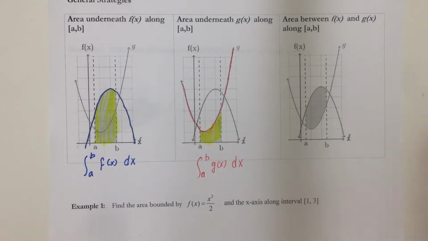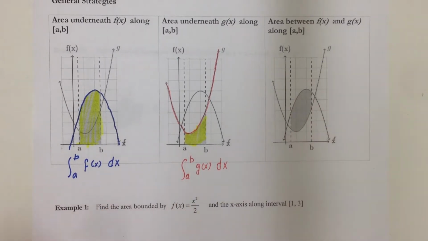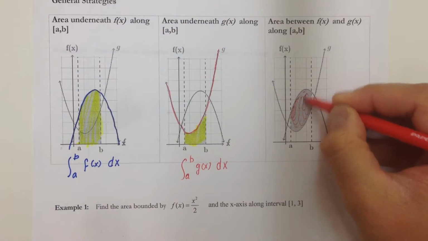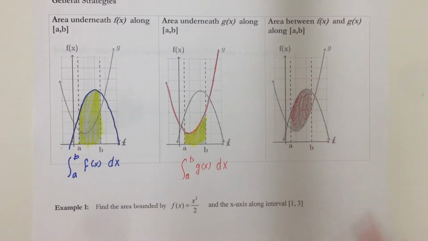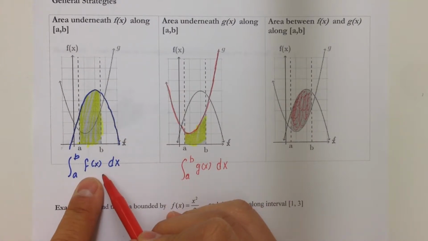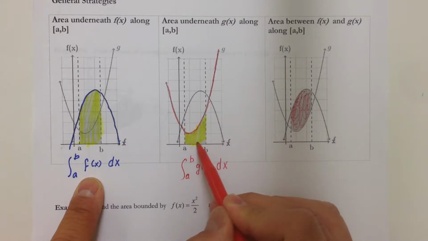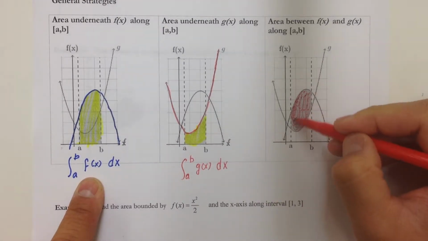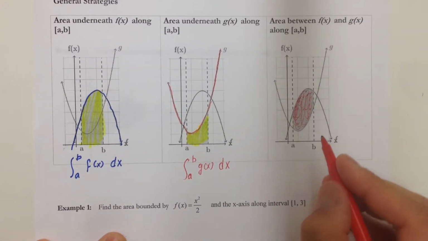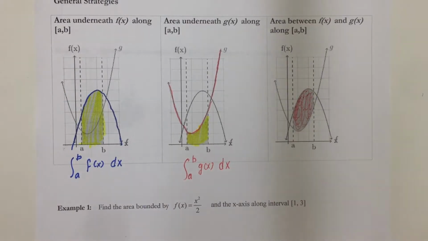Now, if I want to find the area that's squeezed between function f and function g, what I have to do is take the area that I found for the function f, subtract the area that's under the function g, and then I get the area between the two curves. In order to do that, I can set up an integral that combines the two.